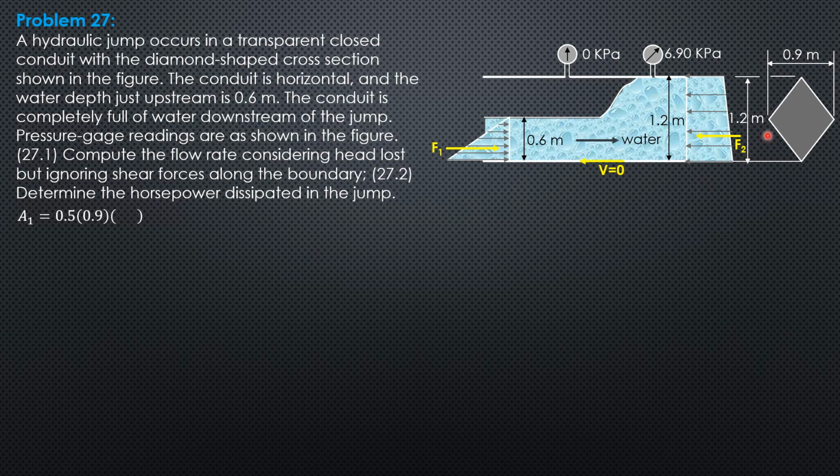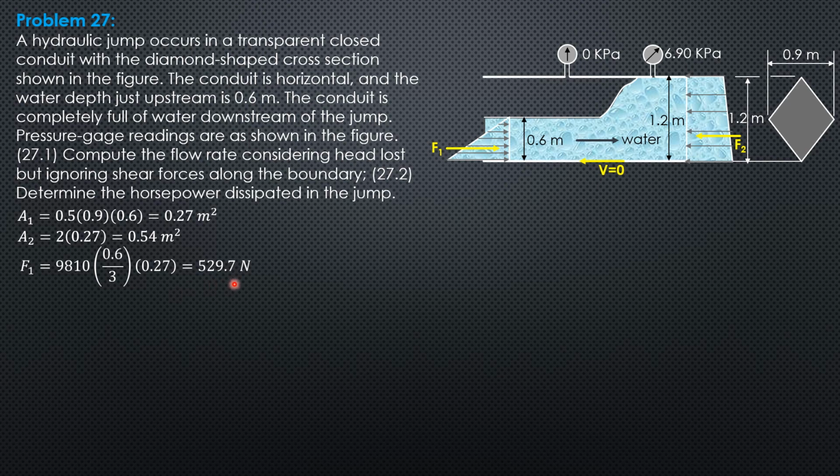So area 1 is 1/2 or 0.5 of 0.9 by 0.6, half only, so 0.27. Area 2 is times 2, so 0.54 square meter. So F1 is specific weight times h-bar of the diamond shape, which is 1/3 of 0.6, if this is the triangle. Then area 1 is 0.27, so F1 is 529.7 newtons.